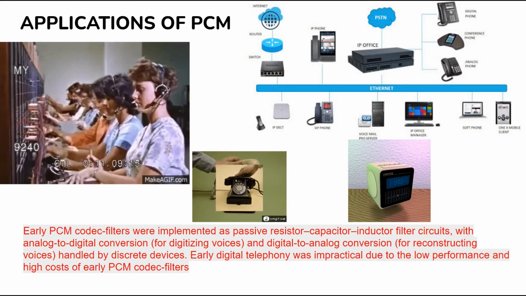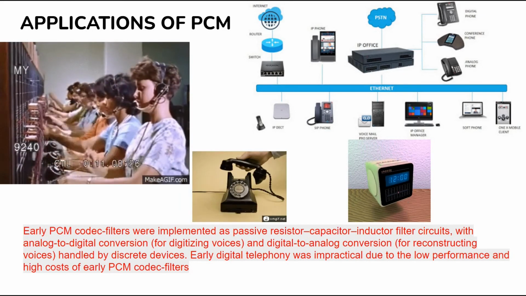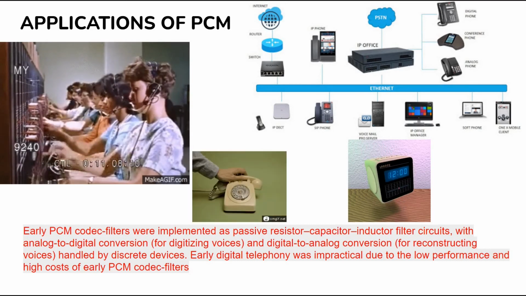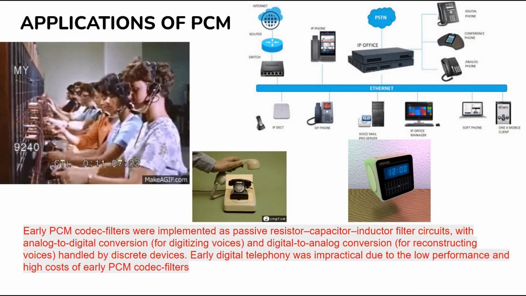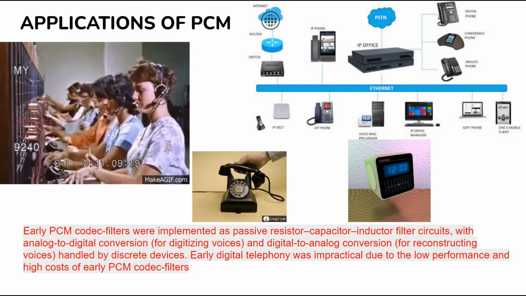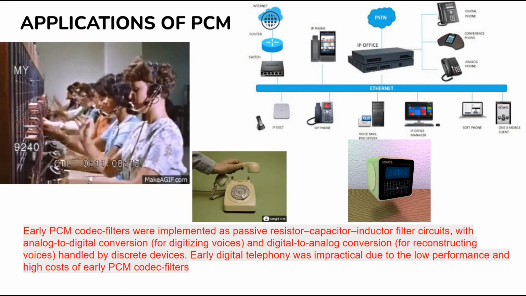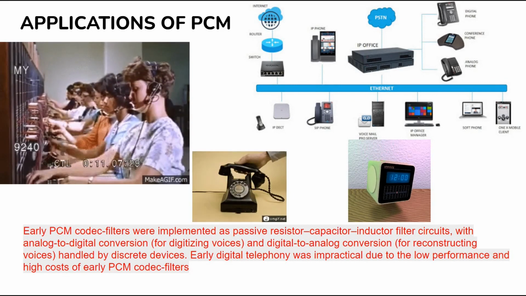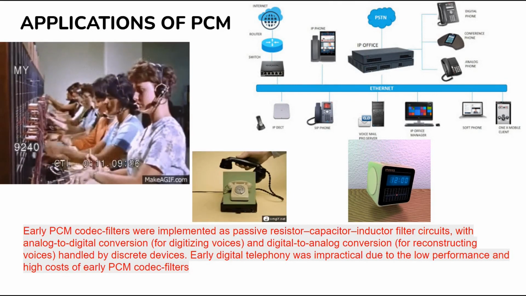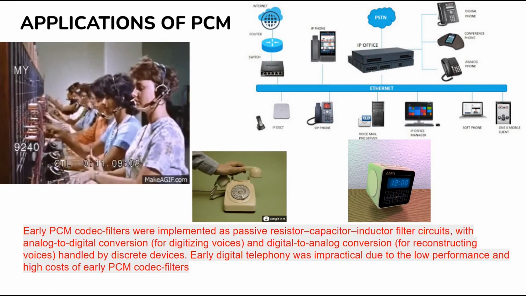Early PCM codec filters were implemented as passive resistor, capacitor and inductive filter circuits, with analog to digital conversion for digitizing voice and digital to analog conversion for reconstruction of voice handled by discrete devices. Early digital telephony was impractical due to the low performance and high cost of early PCM codec filters.